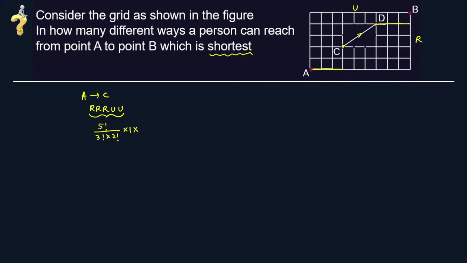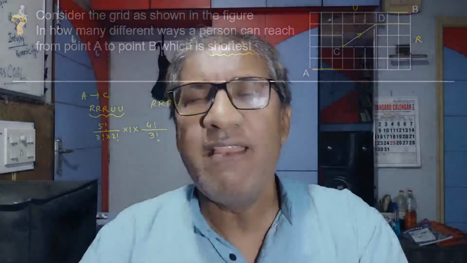Right, right, right, and then one up. So 3 right and 1 up, which can be arranged among themselves in factorial 4 divided by factorial 3 ways. Again, I'm not going for the calculation. Calculation, you can check it. So this will be the total number of ways a person can reach from A to B.